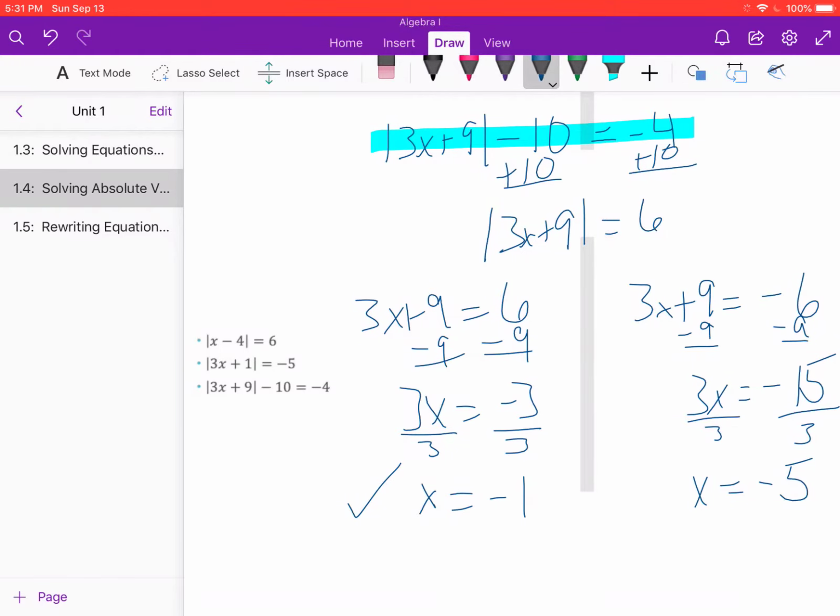Same thing with negative 5. 3 times negative 5 is negative 15. Negative 15 plus 9 is negative 6. Absolute value gives us 6. 6 minus 10 is negative 4, so this one works as well. So as long as you stick to the process, you should be able to get through these just like you have been so far.